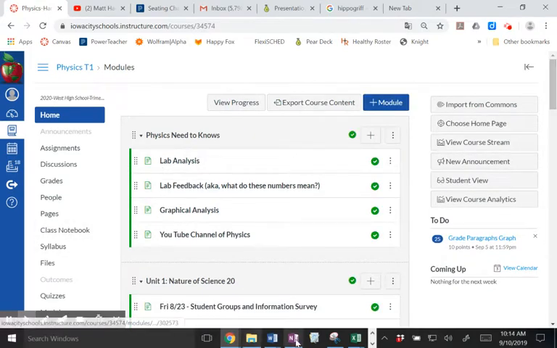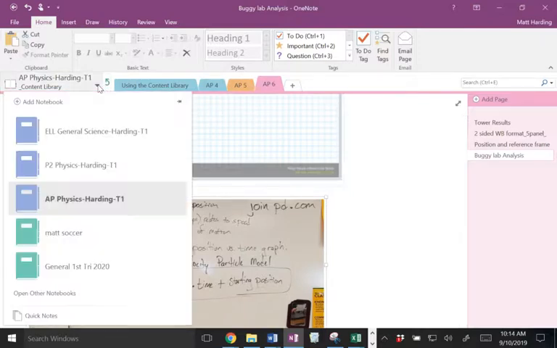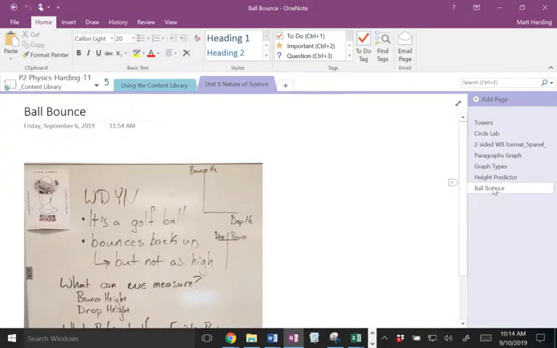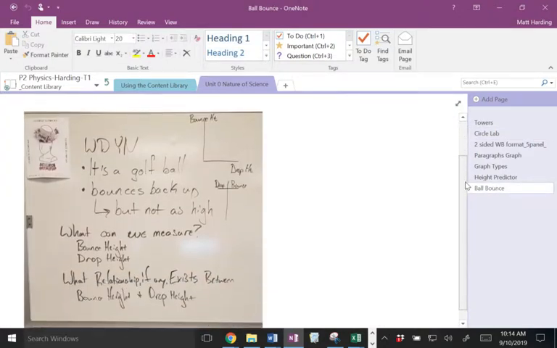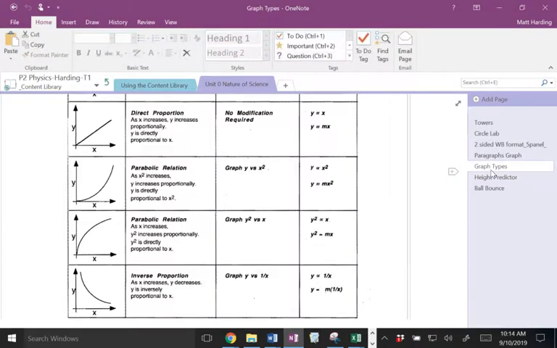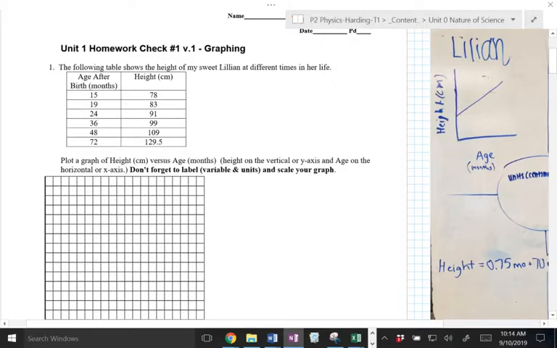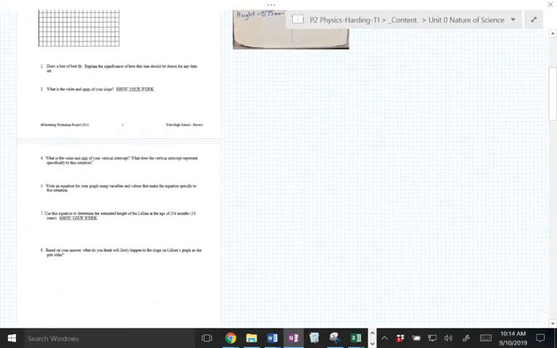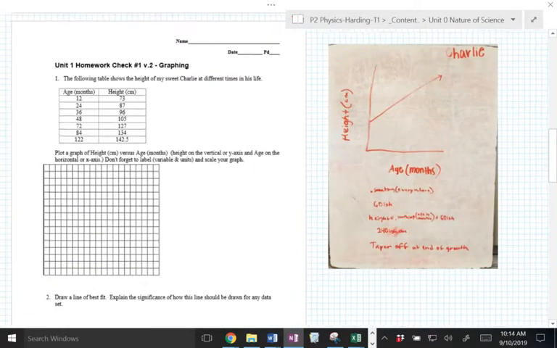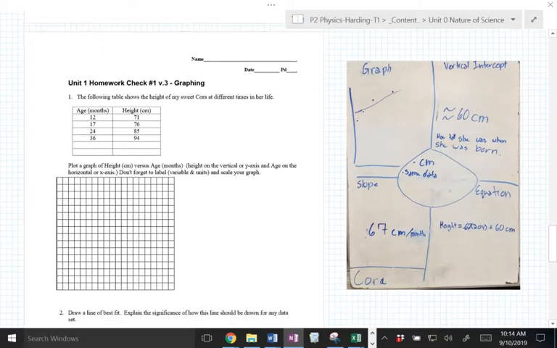The class notebook. If you go into the class notebook, I post summaries of our discussion, anything that I write on in class. So here's your whiteboards from the other day. We did the height predictor. I just take a picture of whatever worksheet we have, take a picture of what you present, and then I stick it to it.